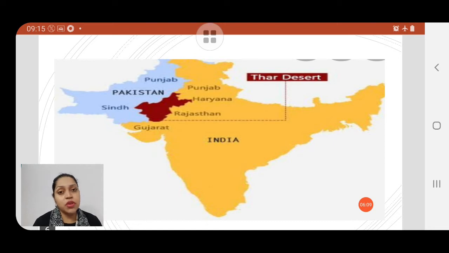So in Pakistan also the Thar desert is there. And then in the map of India, you can see towards the north it borders the state of Haryana, and towards the south we have Gujarat and the Rann of Kutch. So you can study this map properly. The Punjab, Sindh areas, where are they? They are in Pakistan, and where are Haryana and Gujarat?